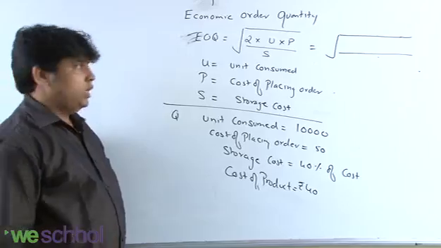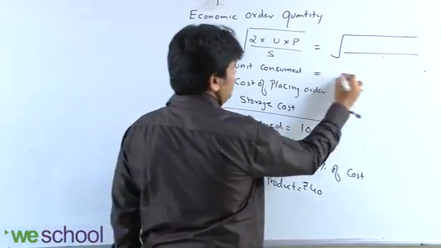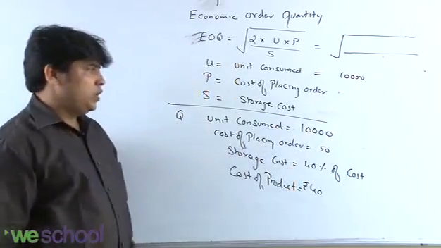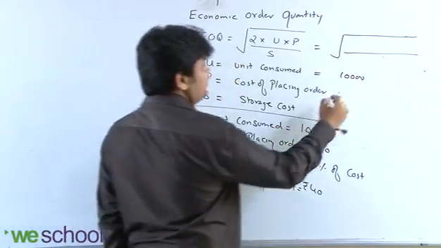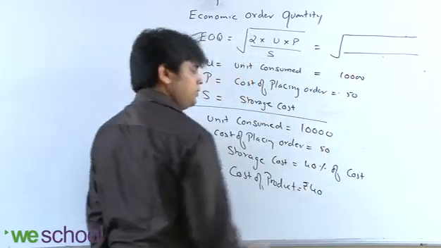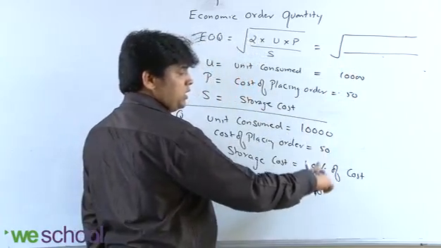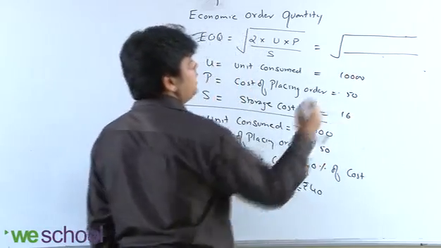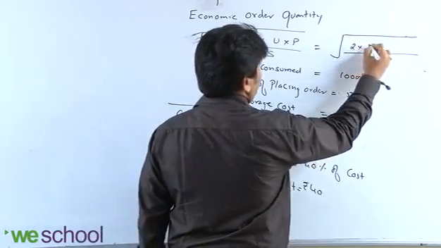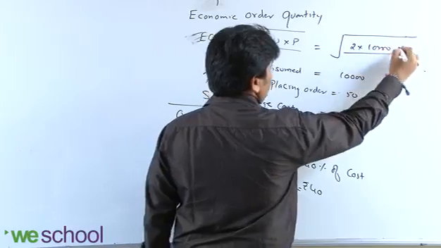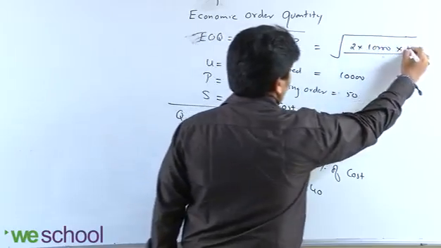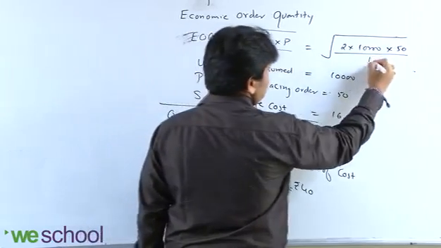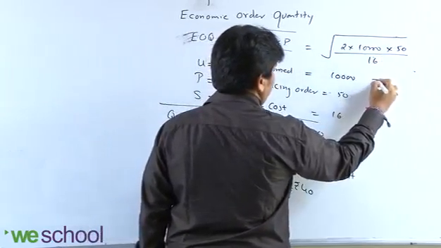Units consumed is 10,000, sir. Okay, very good. Cost of placing order is 50, sir. Okay. Sir, 40 rupees, 40% is 16 rupees, sir. Okay, fine. Now, please find out 2 into 10,000 into 50 divided by 16 rupees. Can anyone tell me the answer?